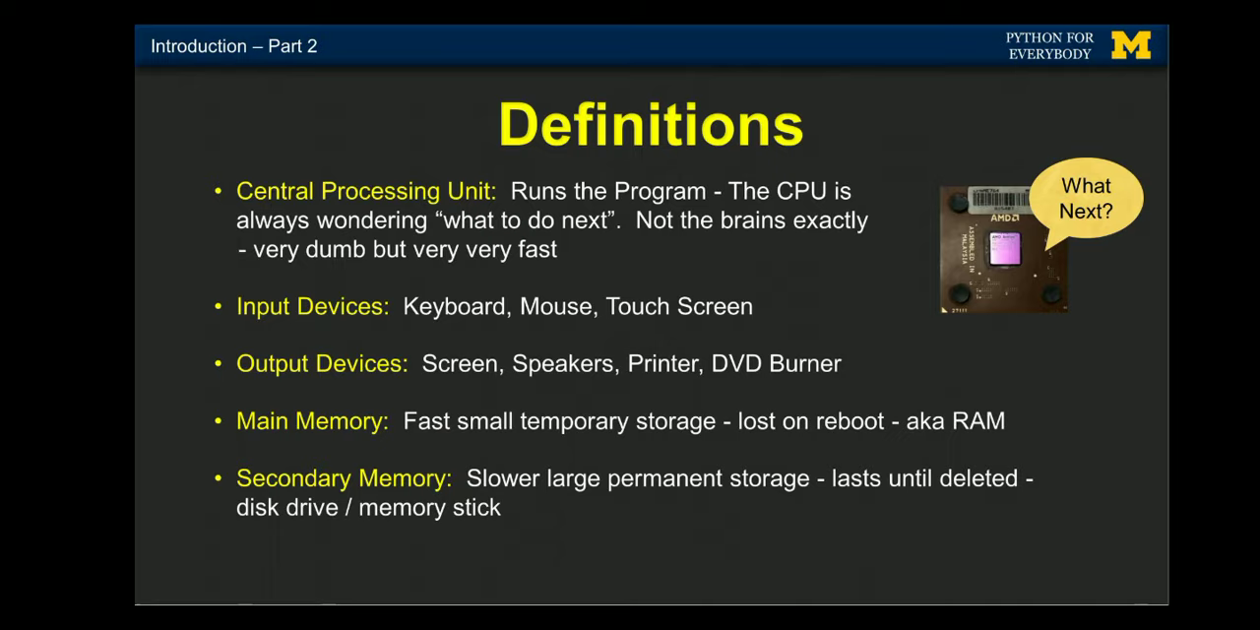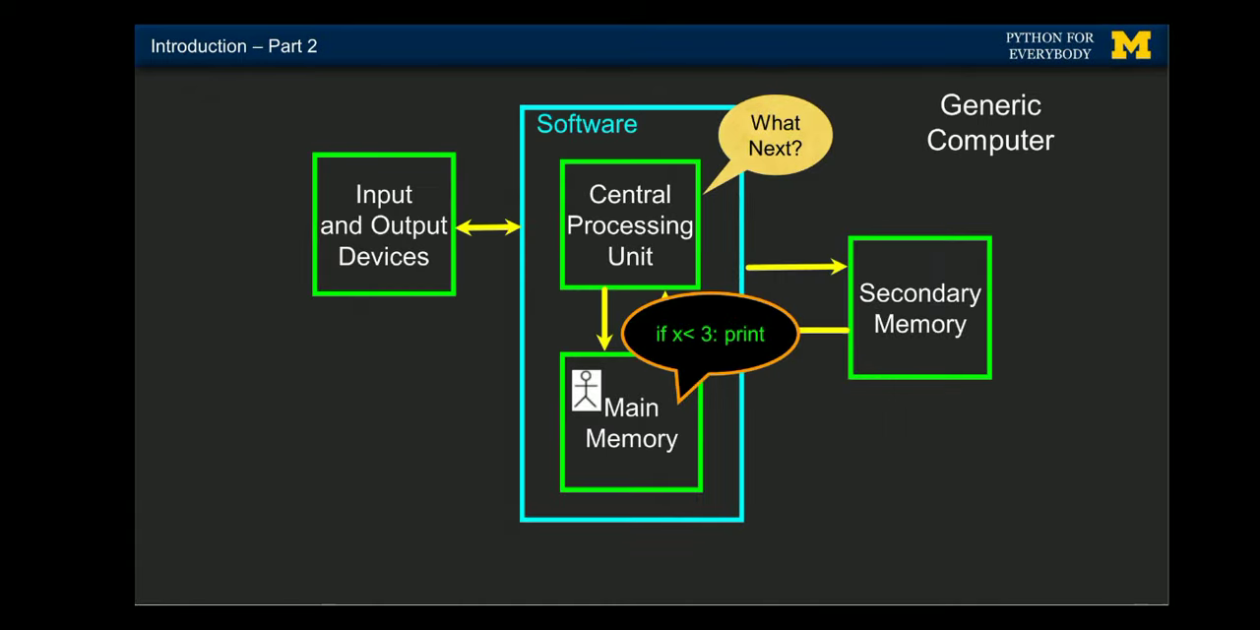Secondary memory is the storage memory for every one of us. Suppose we want to store a music file on our computer; that music file is going to be stored on the secondary memory, which is slower but large, permanent storage that lasts until deleted, for example a disk drive or memory sticks. So this was the structure that we discussed earlier: input and output devices, and a central processing unit exchanging information and data with main memory, and after that secondary memory is storage.